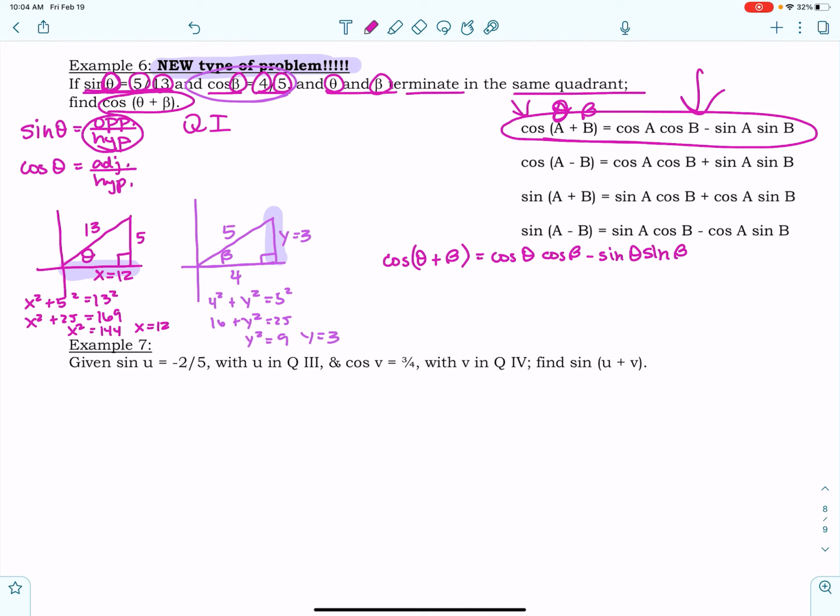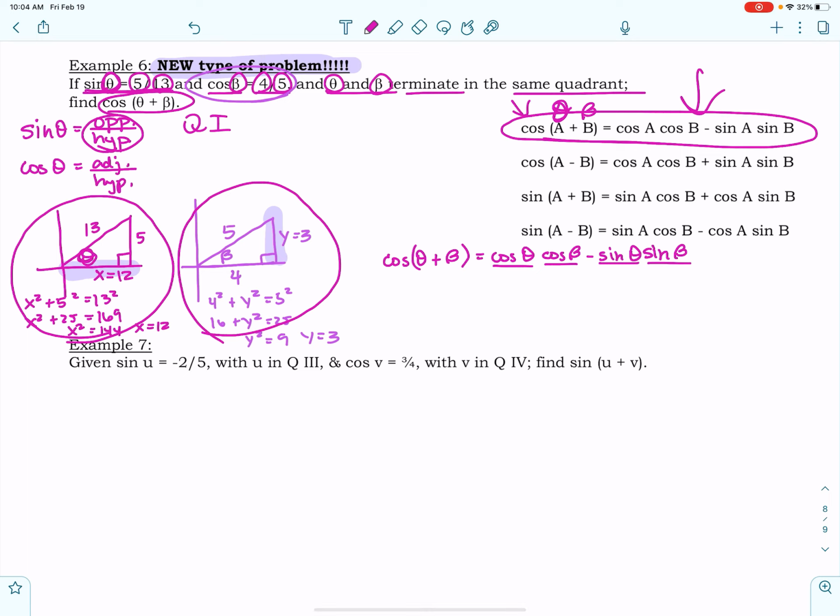All right, so now I have to replace, remember on my other problems, I replaced all of these values with what they were off the unit circle. Well, now I'm going to replace them with values that occur in this triangle and this triangle. So cosine theta, well, this is the theta over here. So cosine theta is going to equal adjacent over hypotenuse. So I replace cosine theta with 12 over 13. See how that works? Cosine beta was what I was given in my original problem.